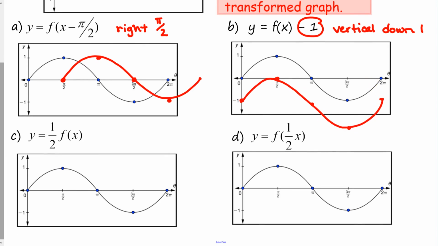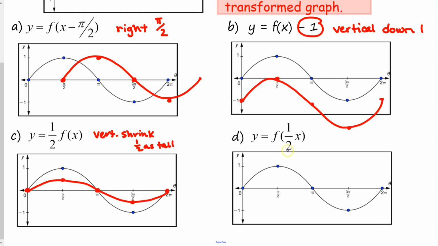Let's look at part C. We're multiplying by 1/2, and the 1/2 is outside of f of x, so that's a vertical shrink. It's going to be half as tall. So we take the y coordinates of the points and we cut them in half. 0 cut in half is still 0. 1 cut in half is 1/2. -1 cut in half is -1/2. The graph's width did not change, it just got shorter.